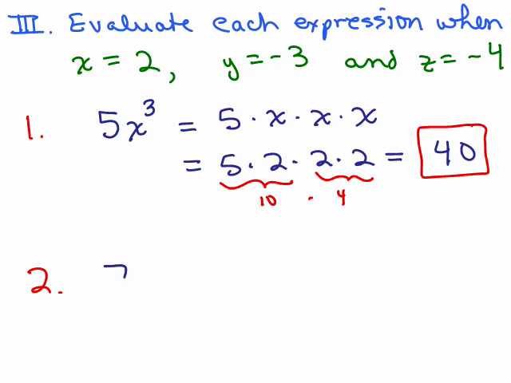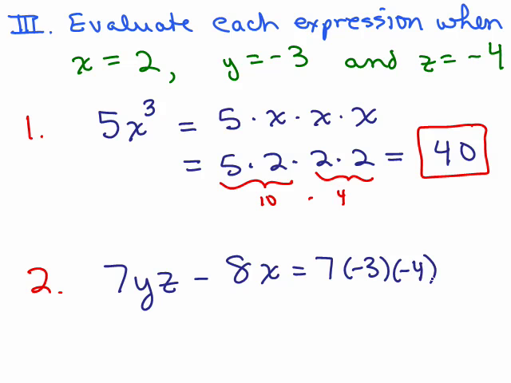We've got 7yz minus 8x. The first thing is to plug in the values. So we have 7 times negative 3 times negative 4, because those are the values for y and z, minus 8x. I'm going to run out of space here. Minus 8 times 2. Hopefully you can see that. So I'm going to write it over here. I should have just done it under here.